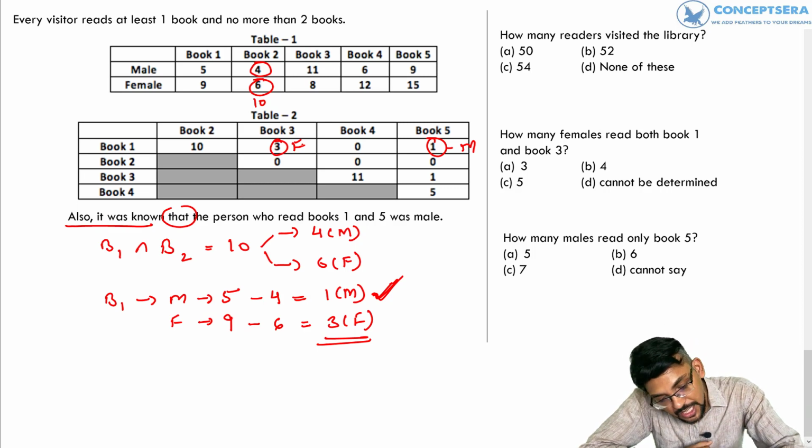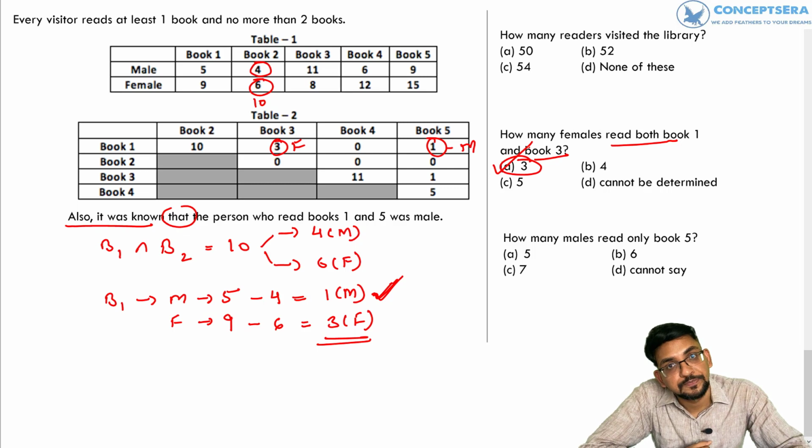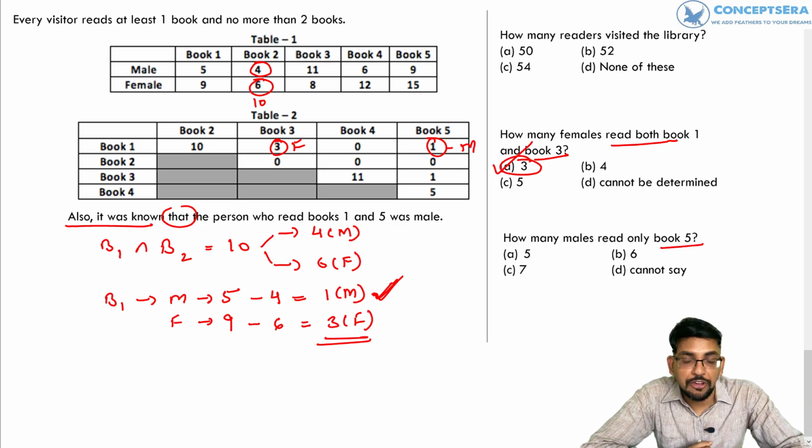So what question are they asking? How many females read book 1 and book 3? Now we understood this should be equal to 3. So the correct answer for this question is A. Now let's move towards the last question here. How many males read only book 5? Very good question in terms of understanding the concept.